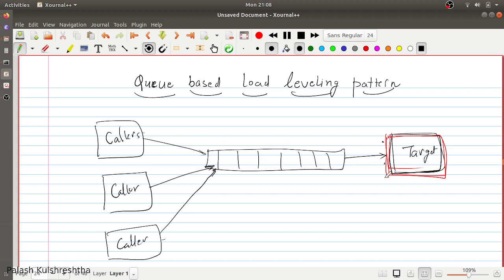So even if during some circumstances there is high load on our target system, it is going to be absorbed by the queuing system. During high load, the queue length in the queuing system is going to increase, but it is not going to impact our target system, and it is going to improve the stability of our target system.